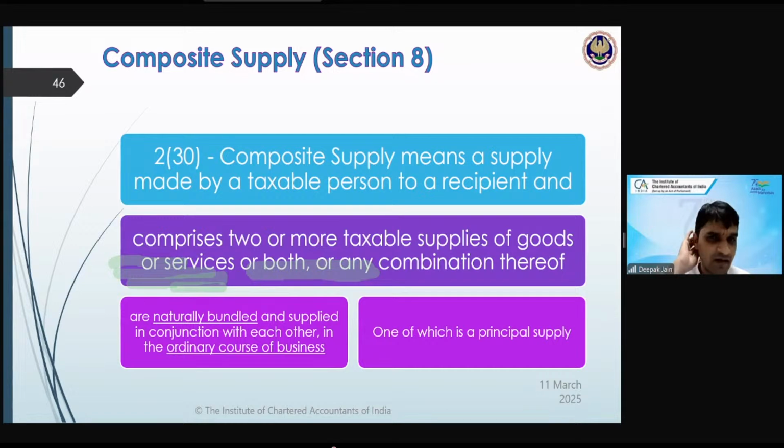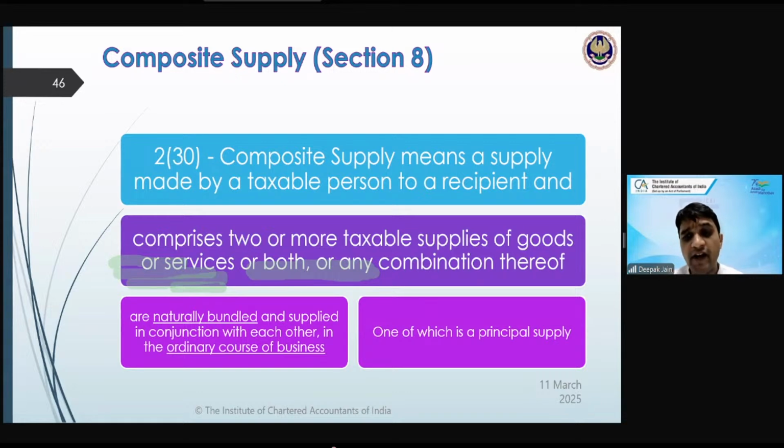Separate charges charged? Yeah. If separate charges are charged, then also it's a composite supply. If one value is charged, still it can be a composite supply. So the criteria that it should be only one value is not necessary. It could be one price or it could be two separate prices. Still, it will be a composite supply.